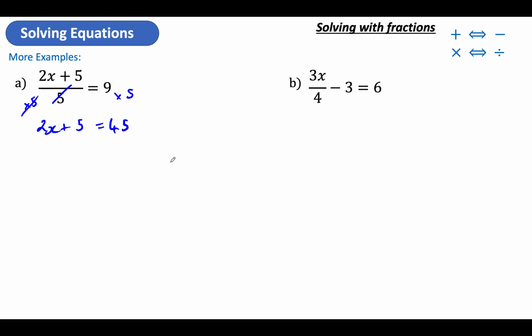Then we've got a 2-step equation to solve. Deal with the number touching the letter last. We should be really good at those by now. So I'm going to deal with the plus 5 first by taking away 5. 5 take away 5 is nothing, so that leaves 2x on its own. 45 take away 5 is 40.